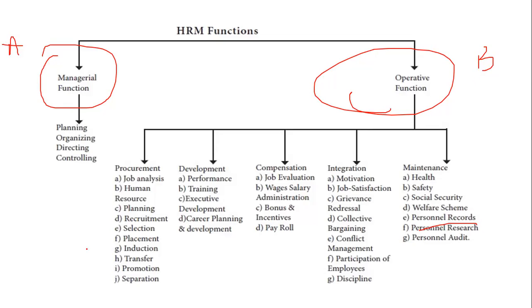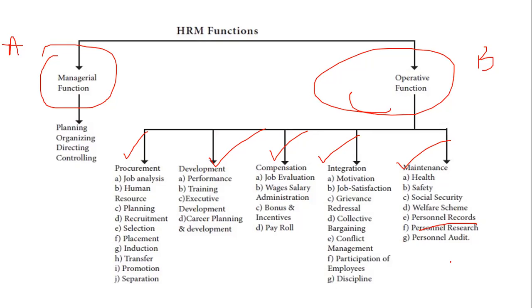If you see operation, that is procuring your people, your human resource, developing them, compensating them, integrating them, and maintaining them. When I say procurement, it is in the form of acquiring your people with respect to job analysis, human resources planning, recruitment, selection, placement, induction. So all this, in order to procure, what type of functions do you require?